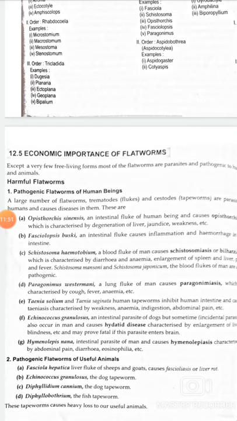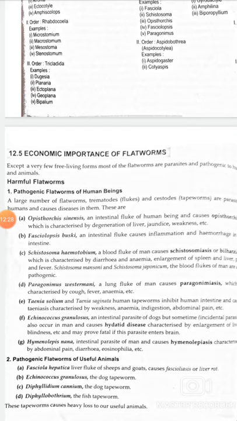Schistosoma mansoni and Schistosoma japonicum are also blood flukes of man. Next is Paragonimus westermani, a lung fluke of man which causes paragonimiasis, characterized by cough, fever and anemia. The next pathogenic flatworms are Taenia solium and Taenia saginata. These are human tapeworms which inhabit the human intestine and cause taeniasis, characterized by weakness, anemia, indigestion and abdominal pain.